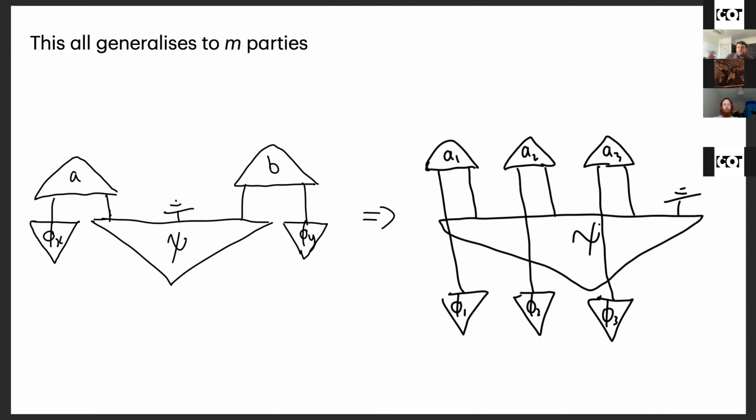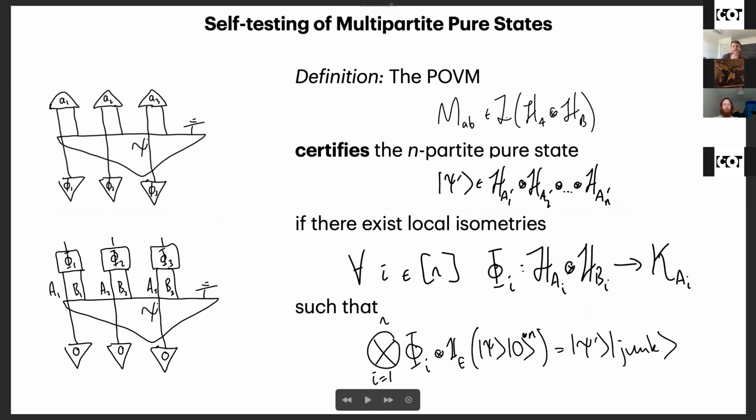Okay, this was bipartite. I've just kept it like this so it's easy to see what's going on, but this all generalizes to M parties. So here is my trusted quantum input that's characterized, and then I can plug it into my device here. I don't necessarily know what this is, nor do I know what this is. Okay. So in this paper, we showed that you can do self-testing of multipartite pure states in the following manner.